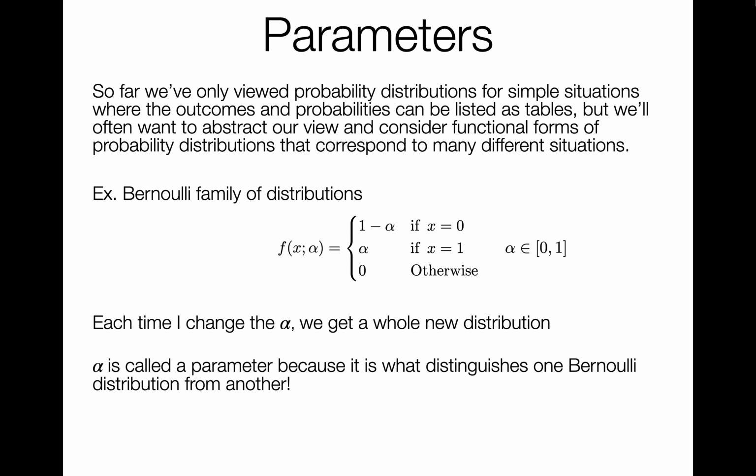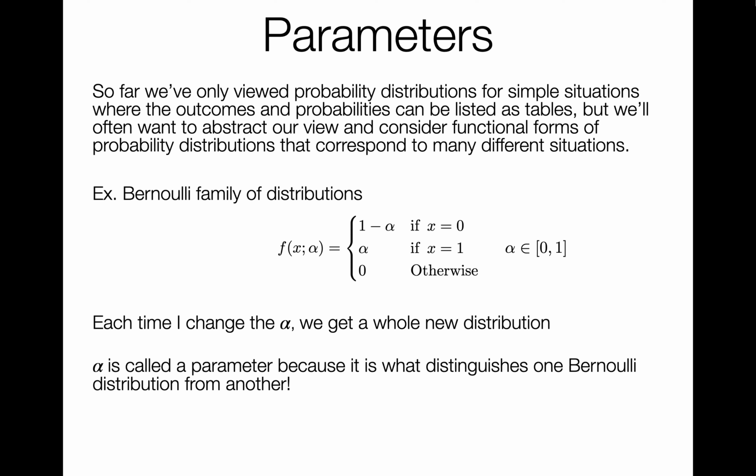That alpha is called a parameter because, in more formal language, it parameterizes, that is a word, the distribution. It defines what makes that distribution that specific one. So it distinguishes one Bernoulli distribution from another. I could have a Bernoulli distribution with alpha equal to 0.01, or I could have one with alpha equal to 0.95, and anywhere in between, all the way up to 1, all the way down to 0.